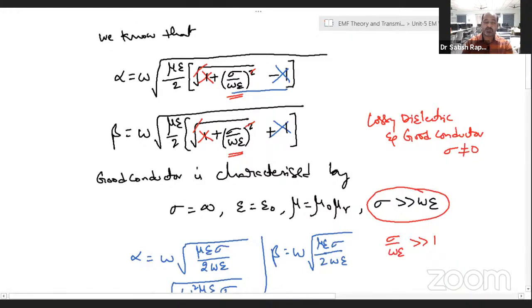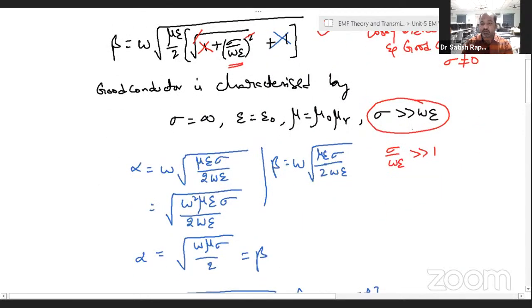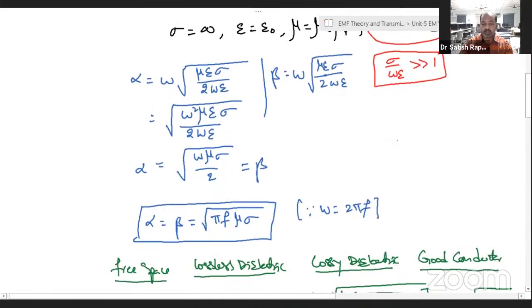So therefore, for the expressions for alpha and beta, you can take these two equations and apply the condition for a good conductor. The condition is sigma by omega epsilon is very much greater than 1. Substituting this condition in the above equations, we will get alpha and beta, right? Here it was found that alpha and beta are the same for a good conductor, which is equal to square root of pi f mu sigma.